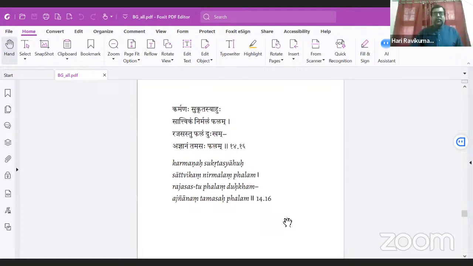So the 14th chapter is primarily discussing these qualities. Then there are some more ideas about sattva, rajas, and tamas, and what determines all these qualities, what characteristics are determining these qualities. We'll come to that tomorrow.